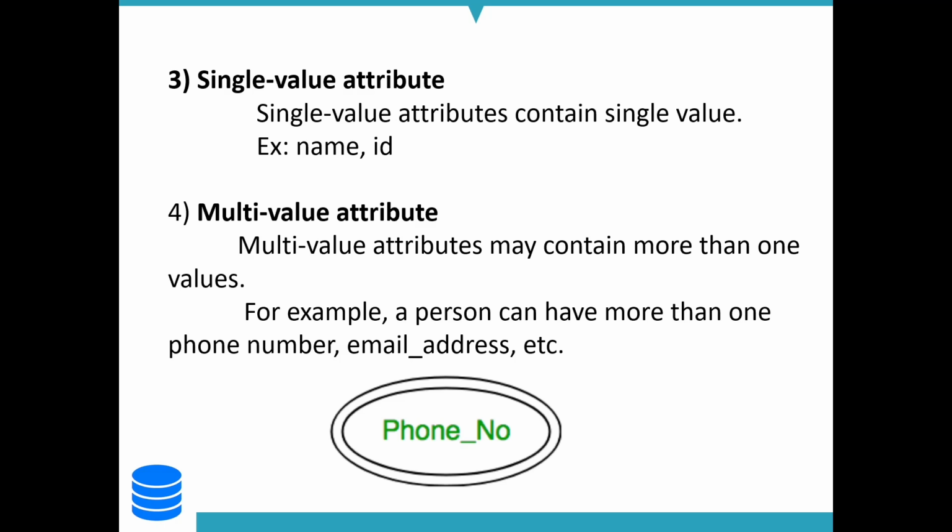A single value attribute contains a single value, for example name and ID. A multi-value attribute may contain more than one value. For example, a person can have more than one phone number, email, and address; this is called a multi-value attribute.